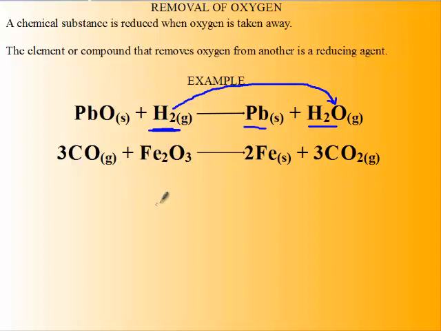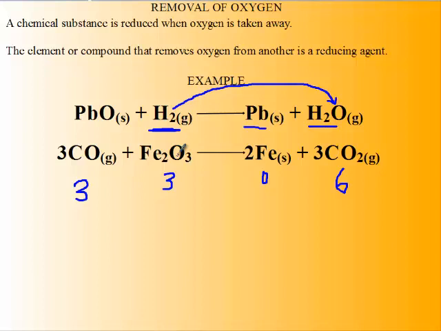Let's see the second example. We had iron 3 oxide, okay, reacting with carbon monoxide. Over here, the carbon atom had only 3 oxygen atoms attached to it. This iron had 3 oxygen atoms attached to it. Okay. Now, in the end, the iron had no oxygen atom attached to it, but this carbon had 6 oxygen atoms attached to it. Carbon monoxide has removed all the oxygen atoms.